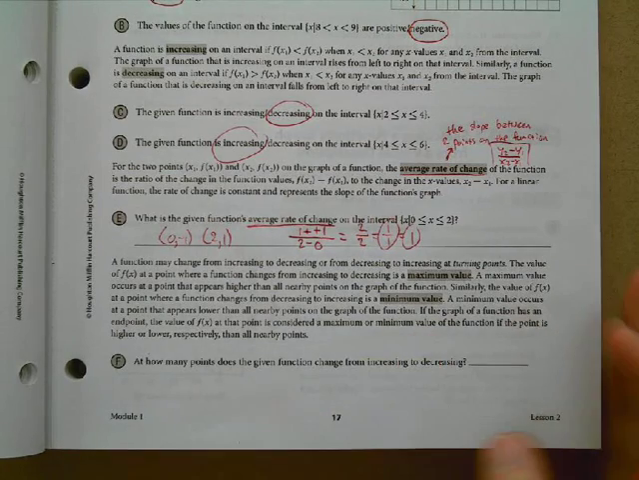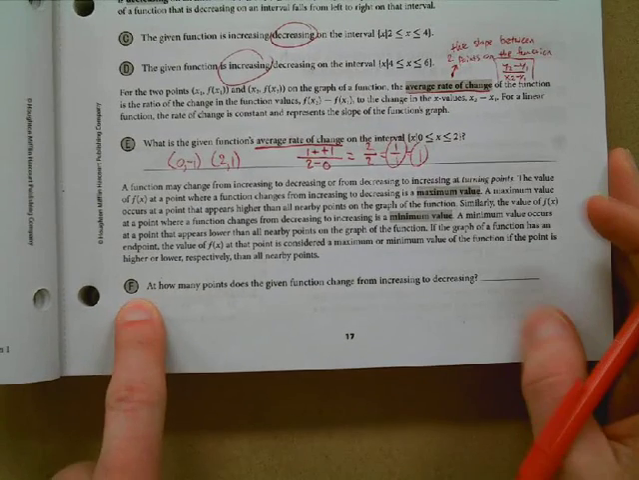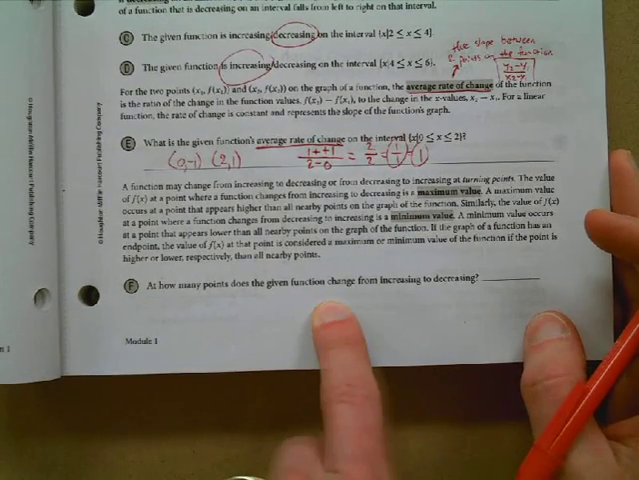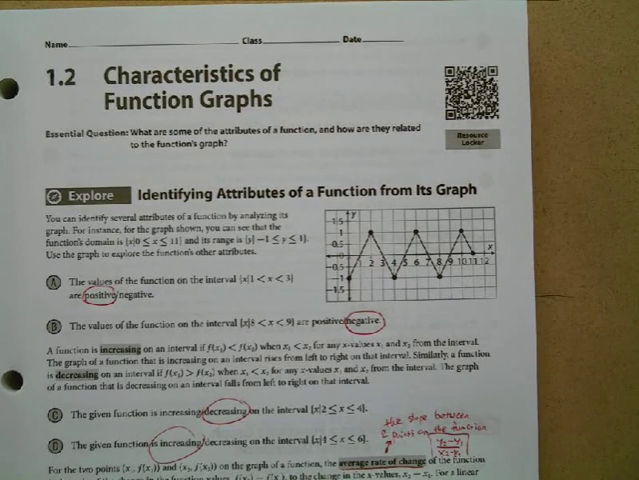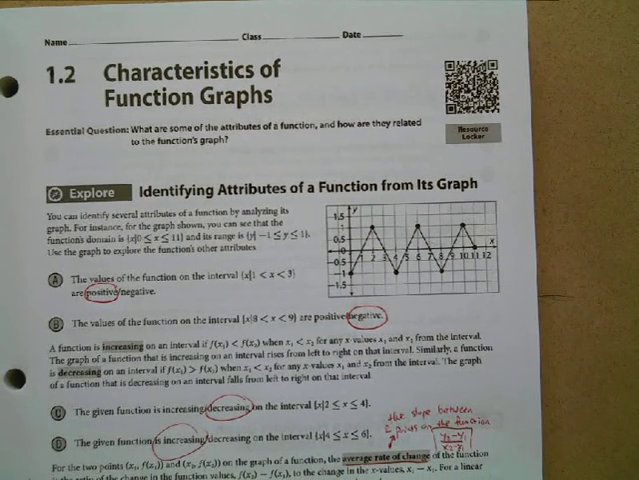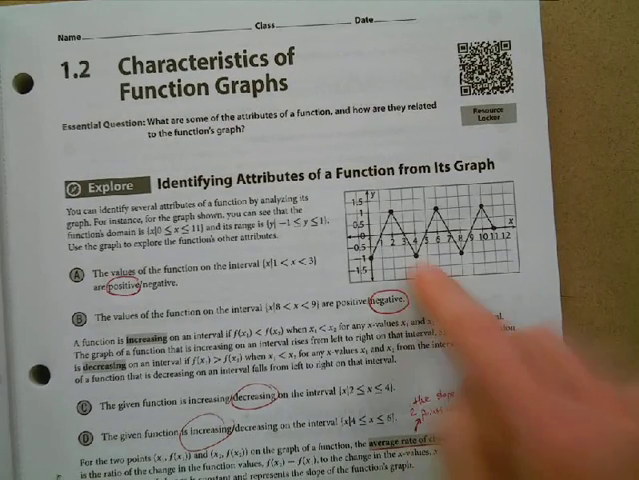Letter F here asks, at how many points does the given function change from increasing to decreasing? So looking at our graph here, at how many points does the function change from increasing to decreasing? What do we say? Looking at your graph there for number 17, let's go to Andrew. What do you say there? How many times does our graph here change from increasing to decreasing?